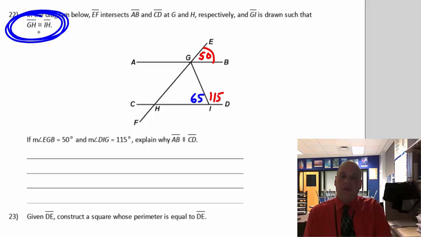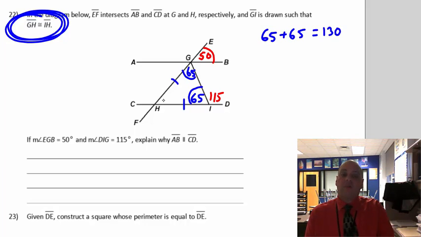If you didn't see that, GH is congruent to IH. So I have an isosceles triangle. If I have two sides of the triangle congruent, I have two angles congruent. So guess what? These two angles are both 65. Okay? If those are both 65, okay, 65 and 65 is 130.